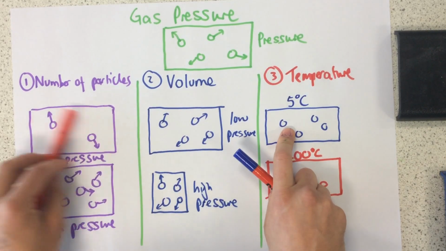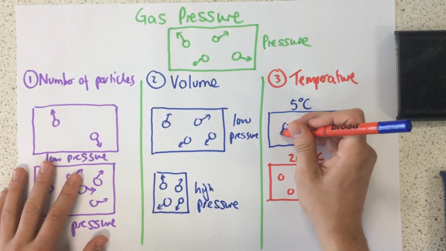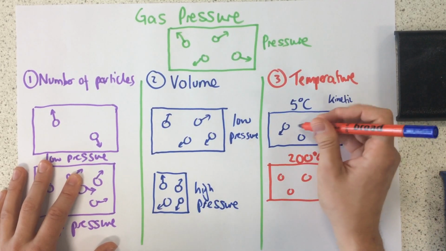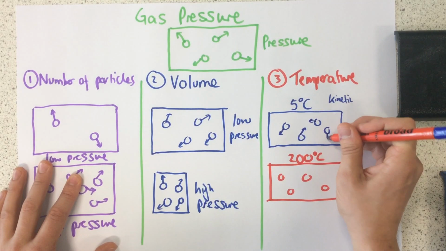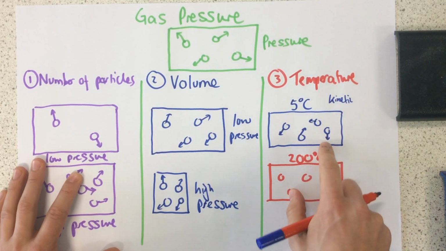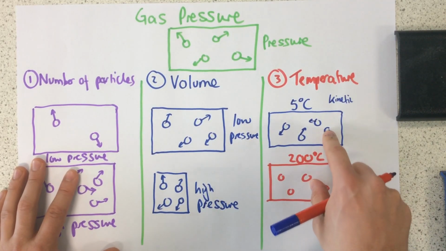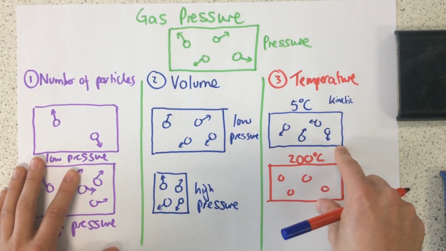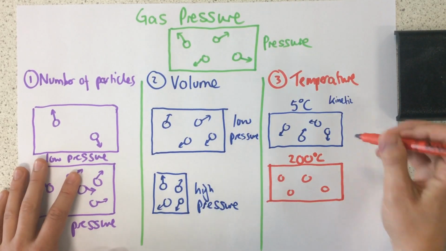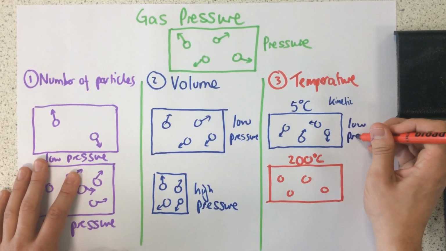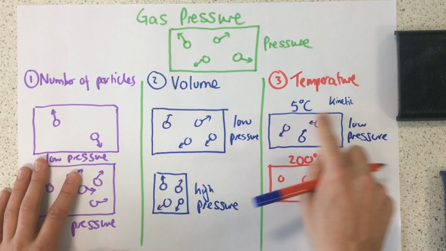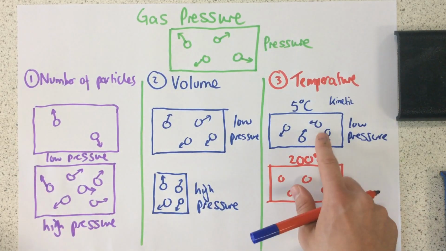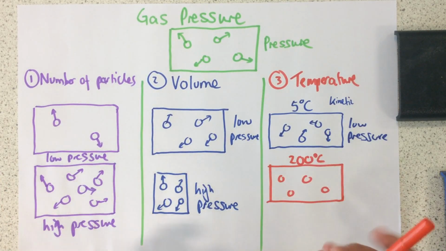Now, when these particles are cold, they don't have much kinetic energy. So kinetic energy just means movement energy. So let's think about the force that they're exerting on the walls of the container. Because they're not moving with much kinetic energy, the force is going to be quite low. Therefore, the pressure will be low as well. Because remember, pressure is just the net force upon the surface area of the inside of this container.